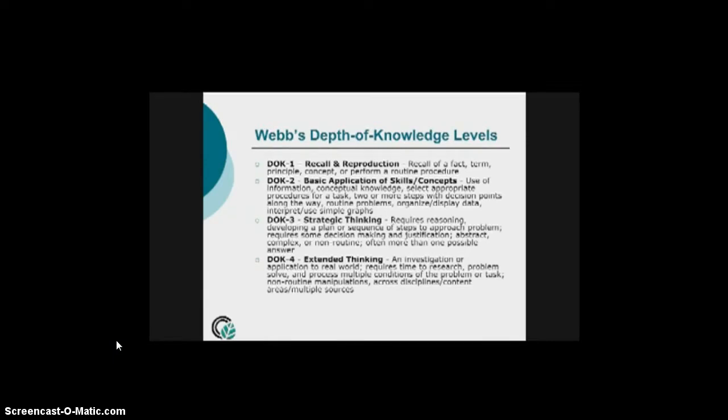DOK3 is strategic thinking. That requires using reasoning, using planning. It may be that there's more than one way to approach the problem. It may be that there's more than one right answer. If you were my class and we read a novel and I said, what's the theme? And why do you think that's the theme?